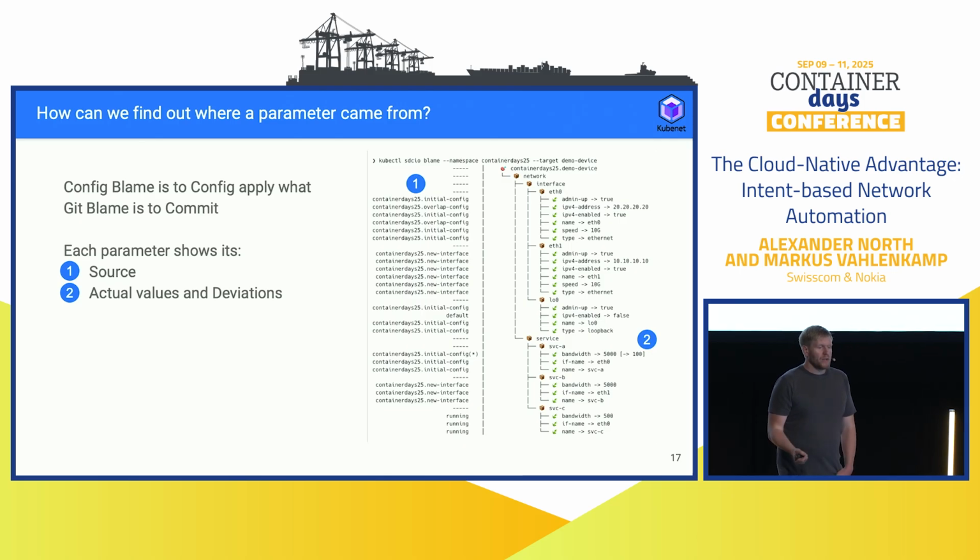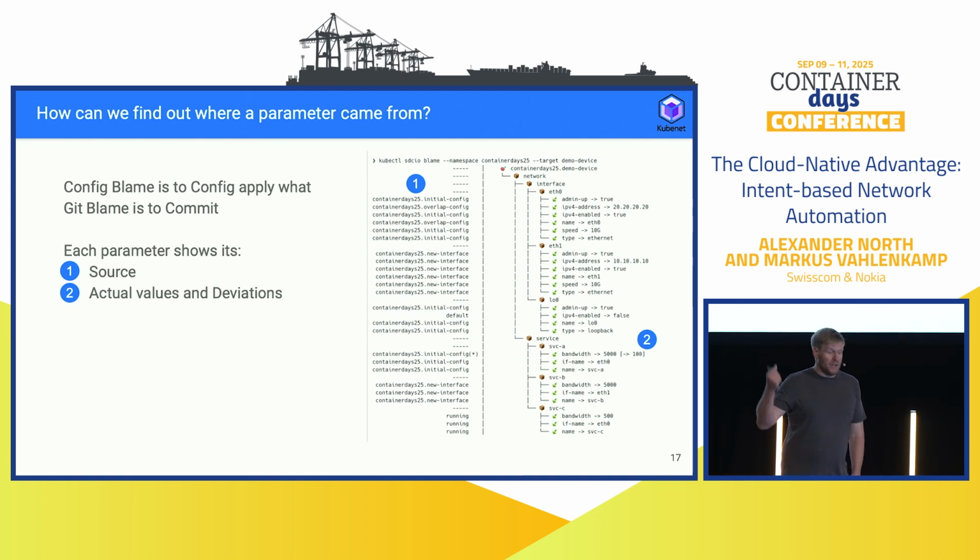So in here you see that the admin up true on the Ethernet 0, for instance, is coming from the initial configuration. The next item, the IP address, is coming from our overlapping config, and so on. And this is really the actual running configuration on the device. What we also add is the default values that are coming from the schema. And then down at the bottom, you see the brownfield configuration. That's configuration no intent specifies, but it's sitting there on the device.